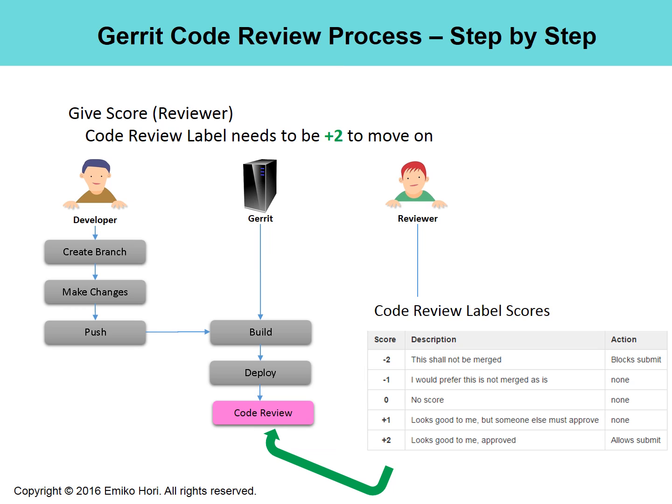In order to make this successful, the minimum requirement to pass is the +2, which is looks good to me. Approved. Now, let me talk about this positive one. This is looks good to me, but I would rather someone else see this code. Now, this is particularly useful when you would like a second set of eyes to review your code.